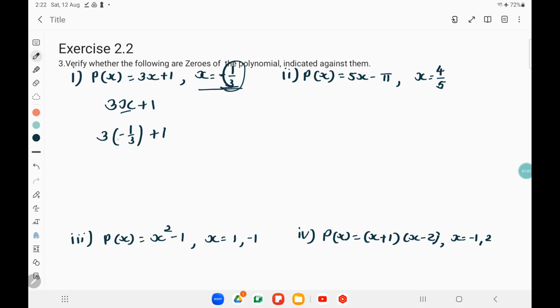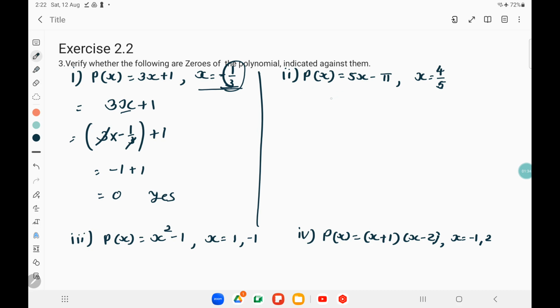Here this is the minus sign, and if you are not putting this bracket, then it has a multiplication relation, right? So we can cancel down 3 and 3. So minus 1 plus 1, and minus 1 plus 1 becomes 0. So yes, the answer is yes. Minus 1 over 3 is a zero of this polynomial. Let's move on to the second example.